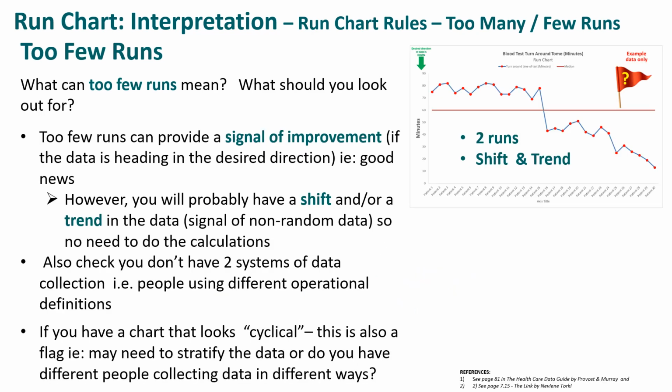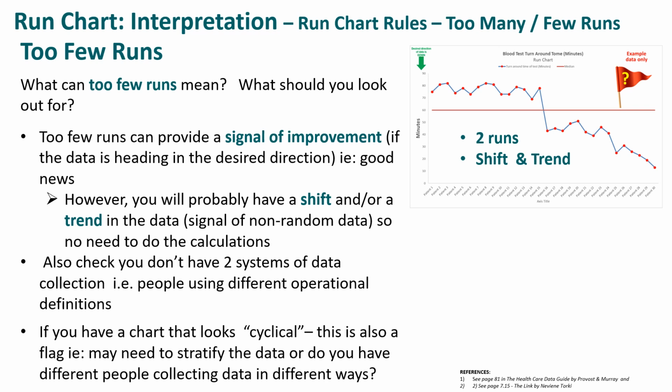We'll now look at too few runs. What can too few runs mean, and what should you look for? Too few runs can provide a signal of improvement. If the data is heading in the desired direction, this is good news. However, you would probably have seen a shift or a trend in the data, which are both signals of non-random data, so you wouldn't need to do these complicated calculations.